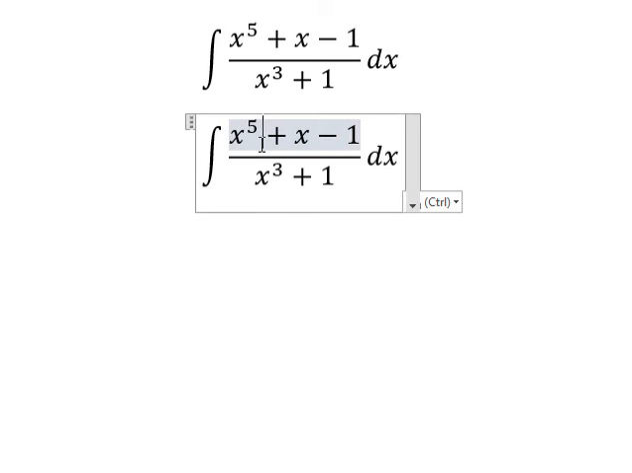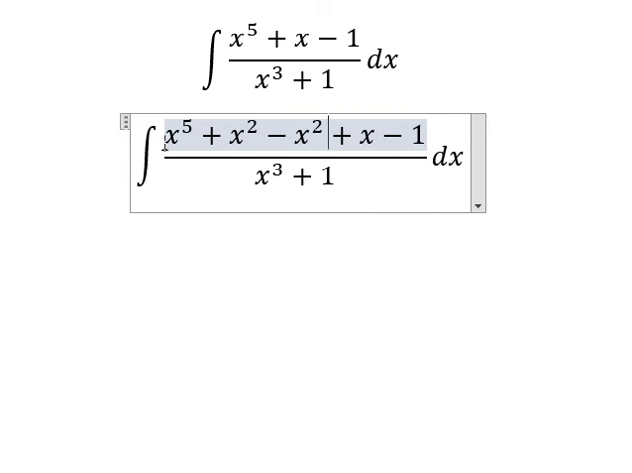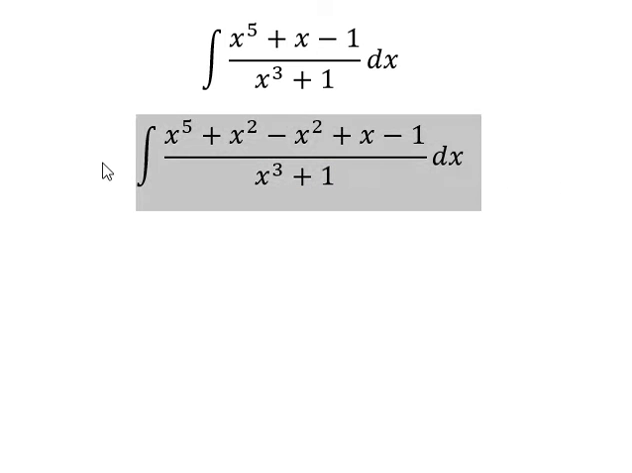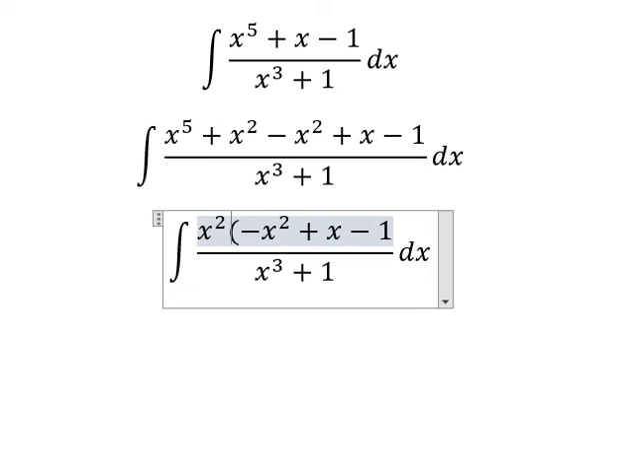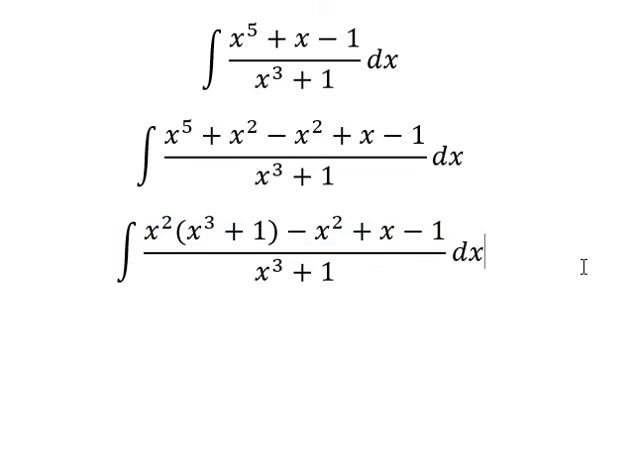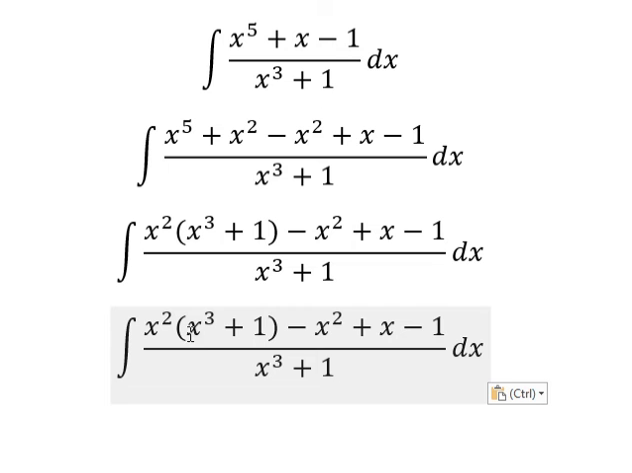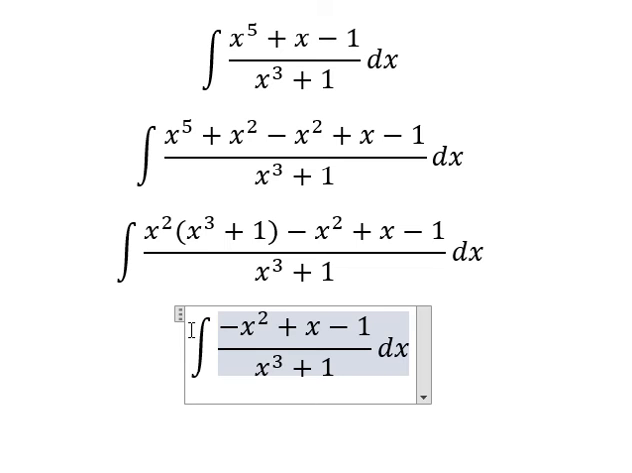First, we need to add s squared. After that, we need to subtract s squared because I want to create a factorization. After that we divide by this one. So this one we have s squared multiplied by s to the power of 3 plus 1. So this one divided by this one, we have number 1. So right now we have s squared in here.